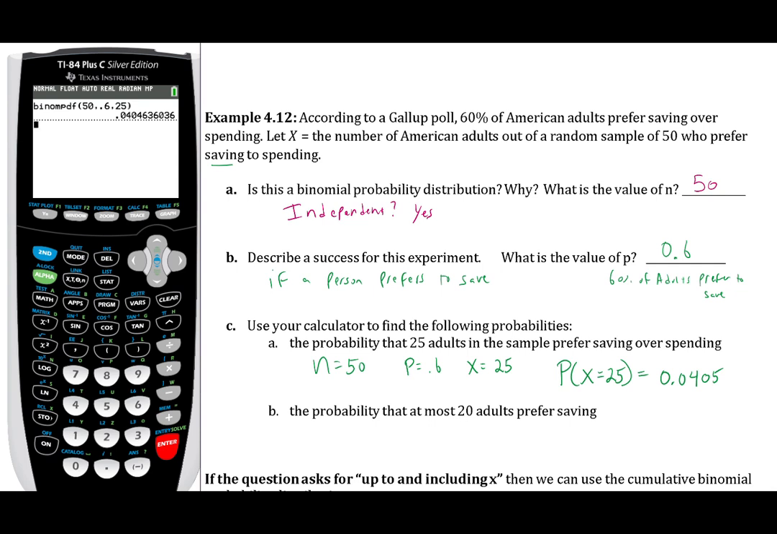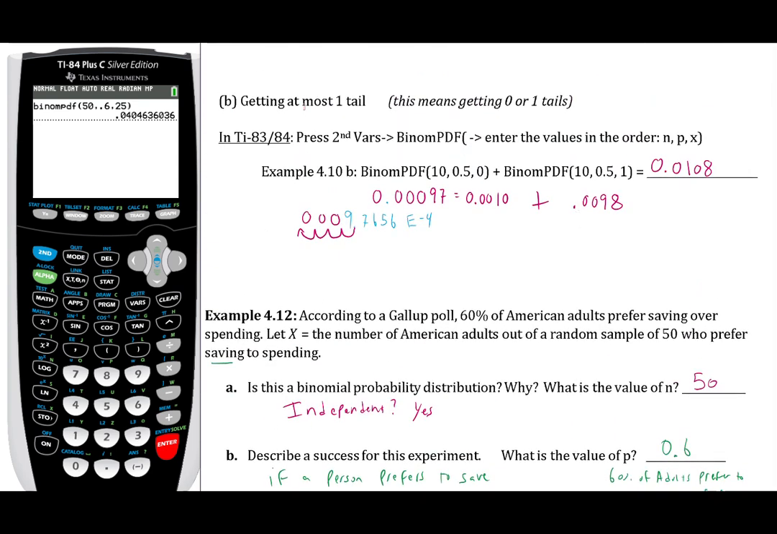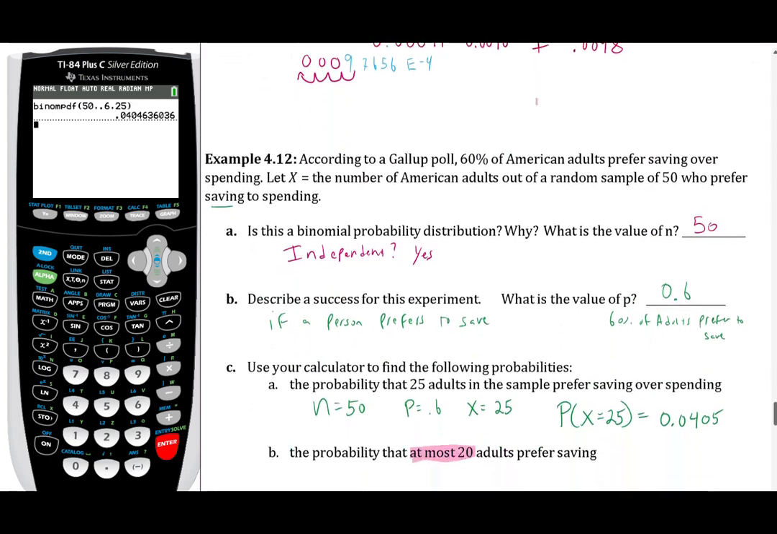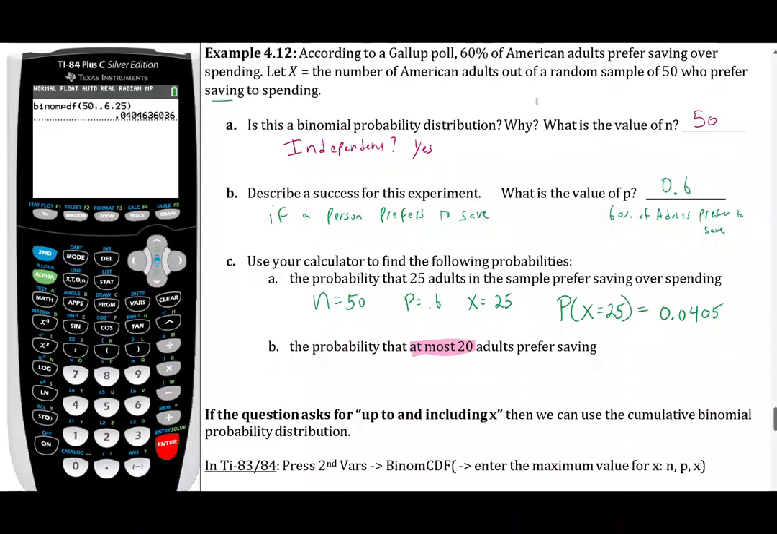Now, part B says the probability that at most 20 adults prefer saving. Well, what does at most 20 mean? At most 20 means less than or equal to 20. So that would mean 0 adults prefer saving, 1 adult prefers saving, 2 adults prefer saving, 3 adults prefer saving, and so on and so forth. In the previous example, when we had at most 1 tail, that was easy because we said just 0 or 1. We just calculated those two separately. Now, if we have at most 20, that means a whole lot more than 0 or 1.